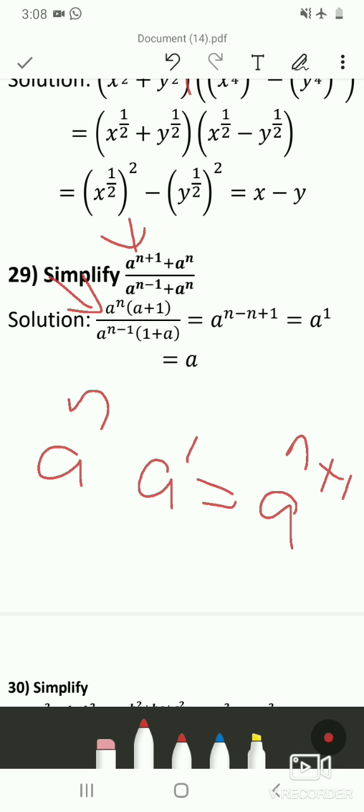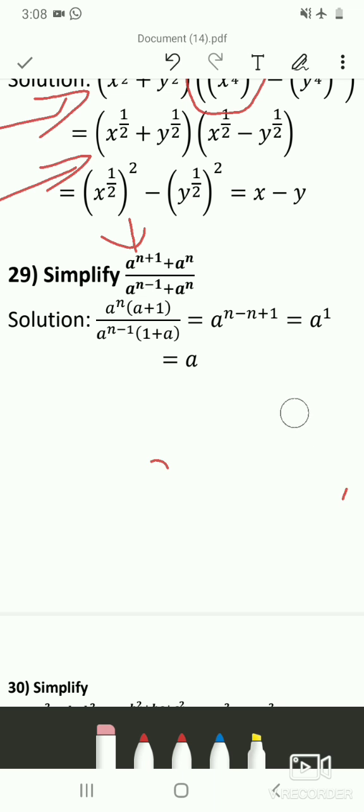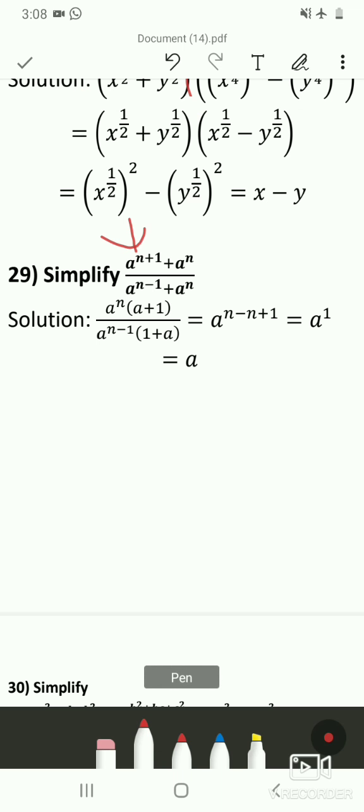So we know that a raised to m into a raised to n can be written as a raised to m plus n. So this is how you can arrive at this step. So similarly in the denominator you can see a raised to n minus 1 is common here. So again you can write the denominator as a raised to n minus 1 into 1 plus a. So this term and this term will get cancelled.